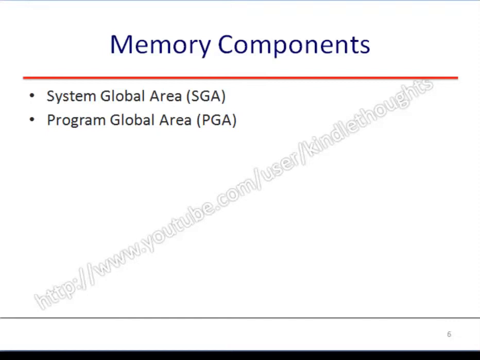Just to give you an overview of what the system global area is, we also used to call it the shared global area. The reason being, all the components of the SGA are accessible across sessions which are actually using the database. So information that is there in the SGA can be used by more than one session. On the other hand, the program global area is also called the process global area, and it is typically associated with the background processes and the server processes which are running on the database server.